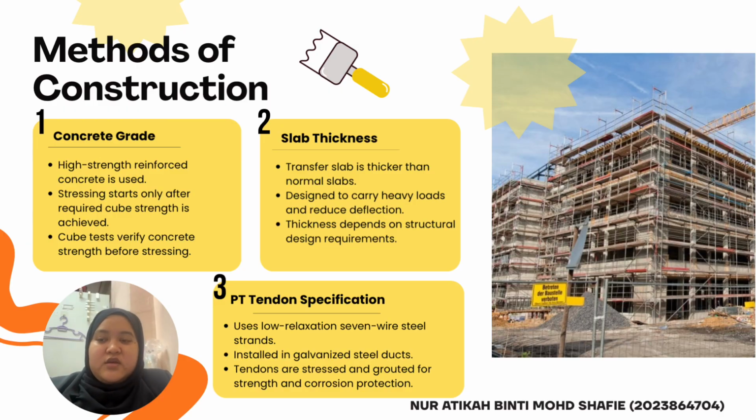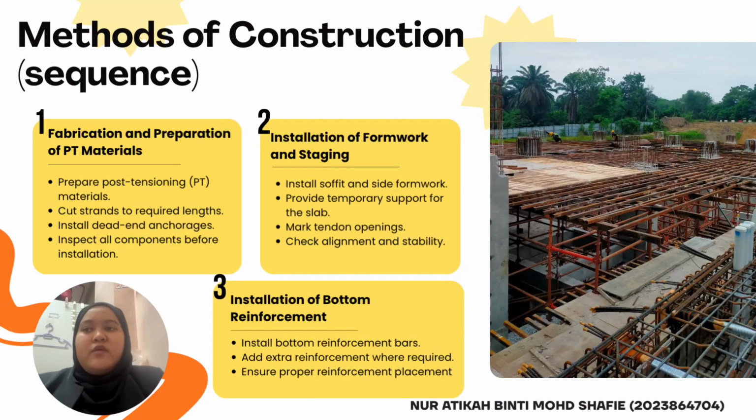For number 3, we have the PT tendon specification. It uses low relaxation 7-wire steel strands, installed in galvanized steel ducts. Tendons are stressed and grouted for strength and corrosion protection. So we move to the method of construction, the sequence of steps for installation.